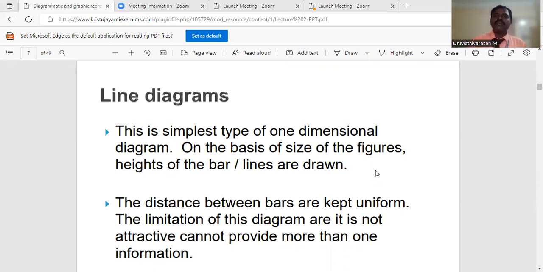Good afternoon, students. Today we are going to see about the types of diagrams. The first one, line diagrams. This is the simplest type of one-dimensional diagram.